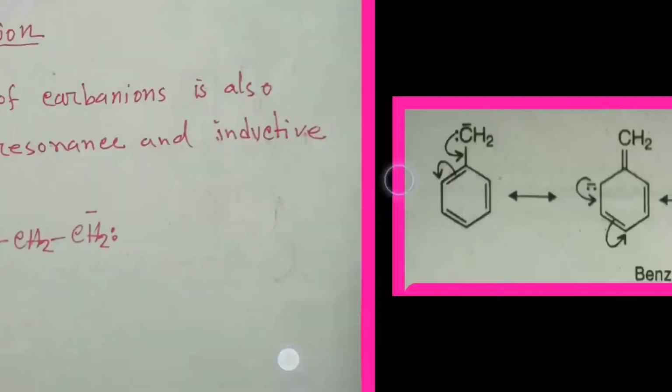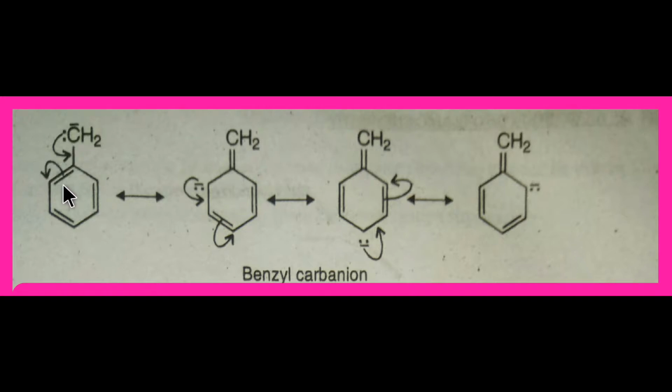Well, here is the picture of benzyl carbon ion. In this picture, we see that resonance is happening here. Resonance means the movement of electrons without movement of atoms, right? So this is negative, so this will come here and this will come here. And this is a consecutive step, right?